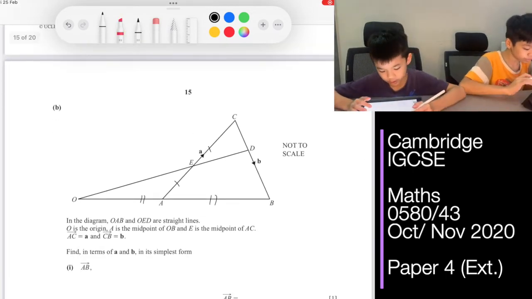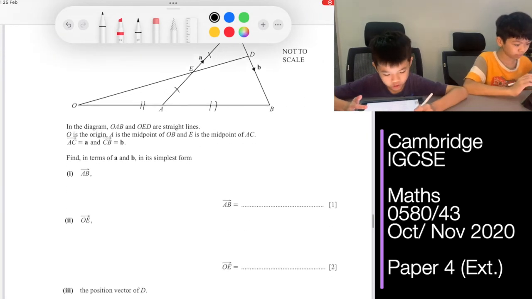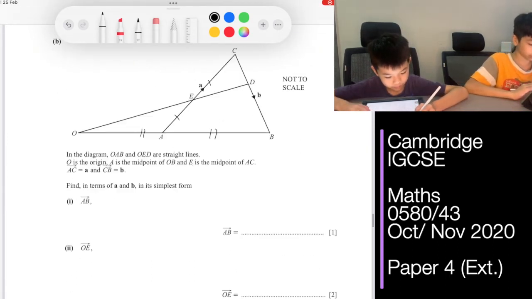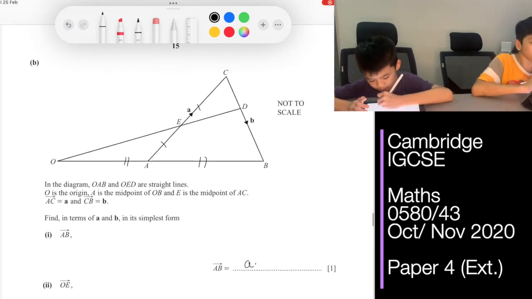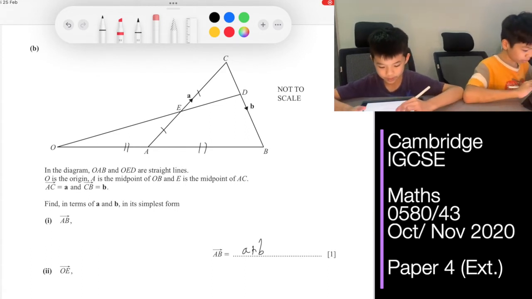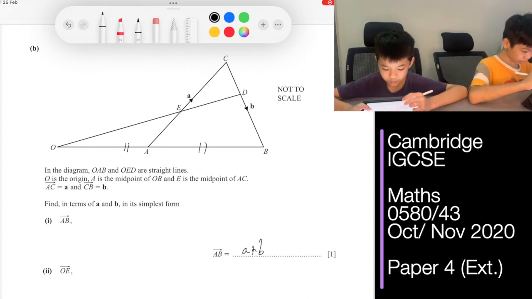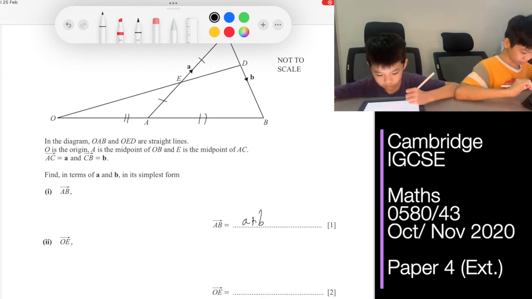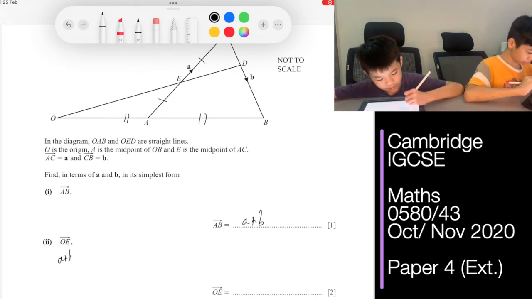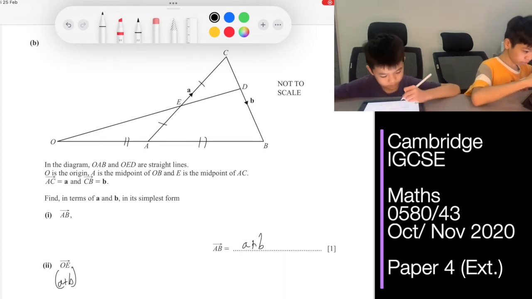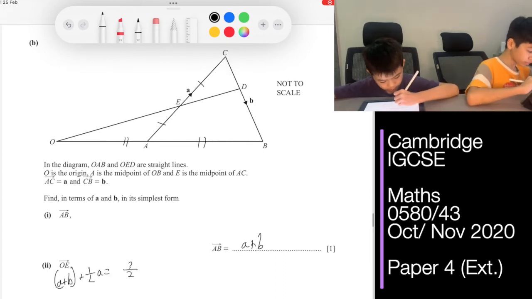Okay, for question 8b, in the diagram, OAB and OED are straight lines. O is the origin, A is the midpoint of OB, and E is the midpoint of AC. AC is a and CB is b. B1, find AB. So that's basically a plus b. And then B2, find OE. So OA is equal to AB, so it's a plus b. OE equals b plus half a, which is 3 half a plus b.